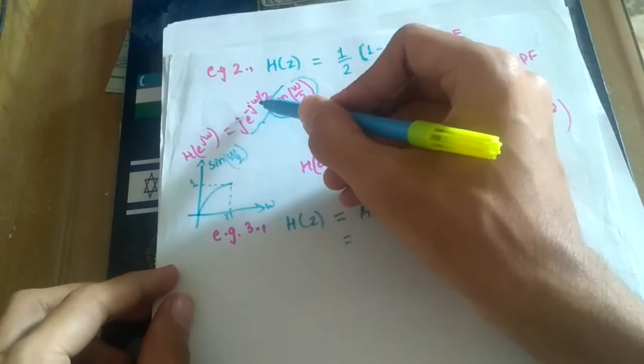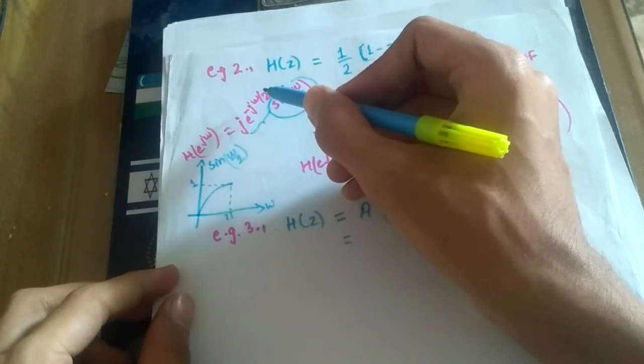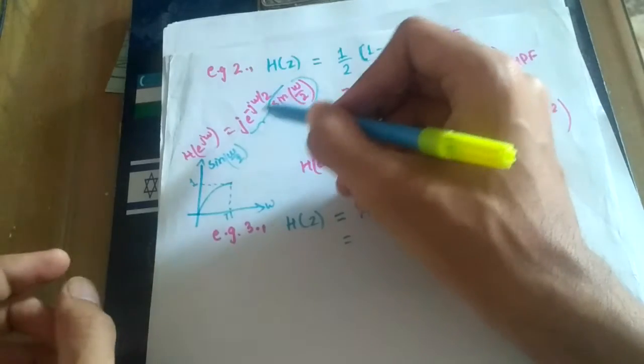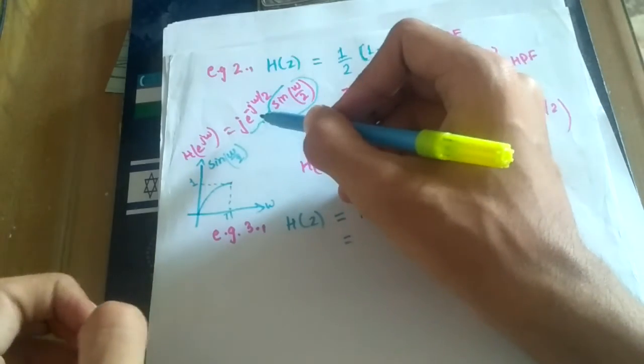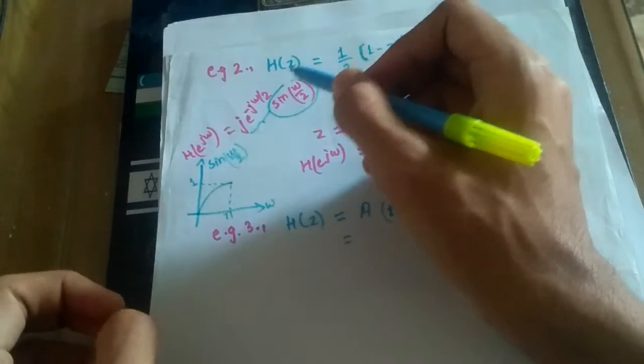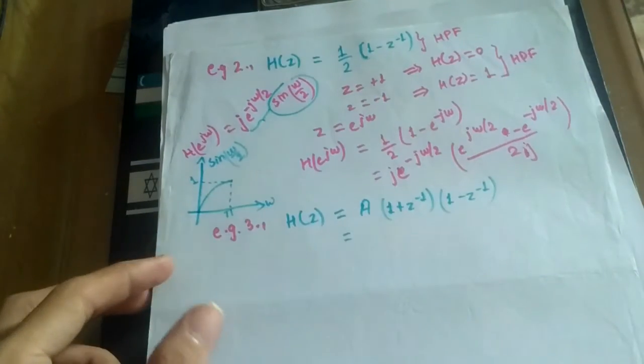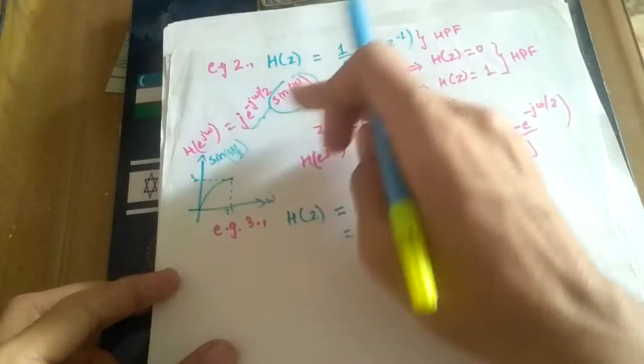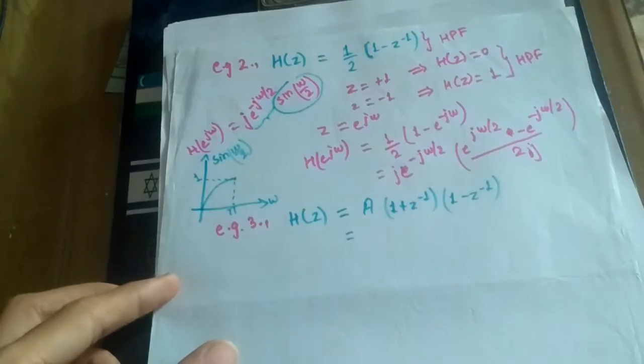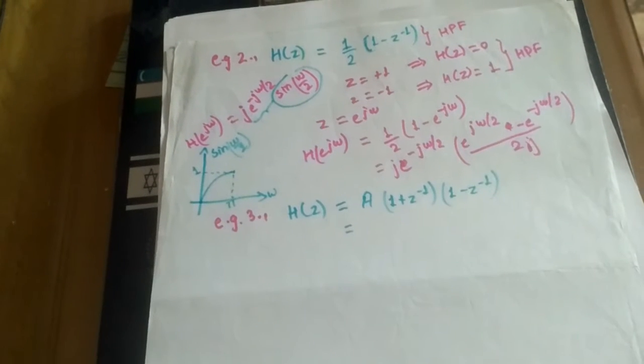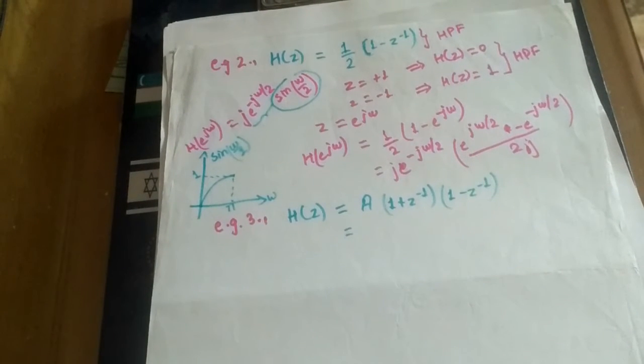Similarly, the phase plot is e power minus j omega by 2, so you can plot the phase part as well very easily. It is up to you now, it's your homework to plot the phase part of this. Now let's move towards example number 3.